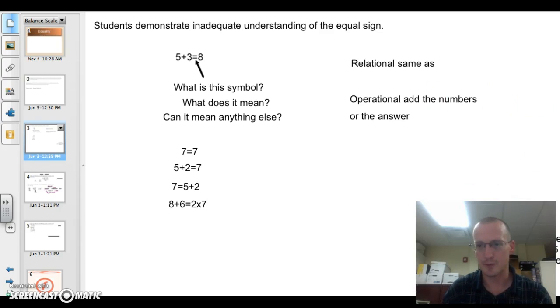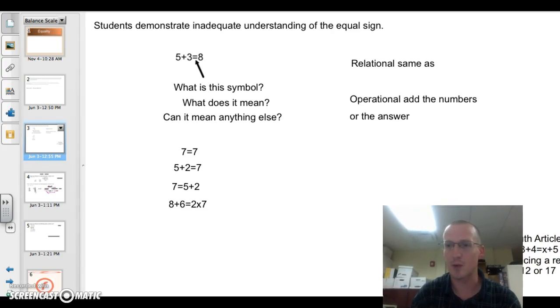In the Knuth article, it talks about the one question, 8 plus 4 equals x plus 5, or usually it's a box there. A lot of the misconceptions that kids have is they're going to answer that with either a 12 or a 17. If they're doing that, they're really operational in their thinking, and they don't have that balanced thinking. So if kids have an answer of either 12 or 17, we know that they're operational, and it's something that we need to fix and work on with those students.